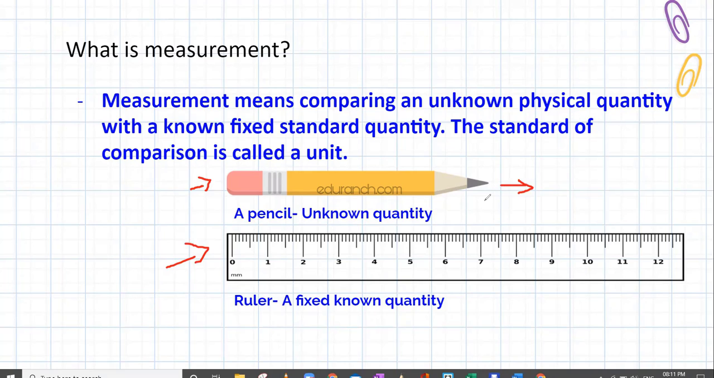So if you want to know the length of this pencil, we have to use a ruler where the quantity of this ruler is fixed. We know that here it is 0, 1, 2, like that. It is going from 0 to 1, 2, 3, 4, like that in millimeter. So if we want to measure this pencil, we are going to compare this pencil with a fixed standard quantity. This comparison of quantity is called a unit. Now let's see more about this.